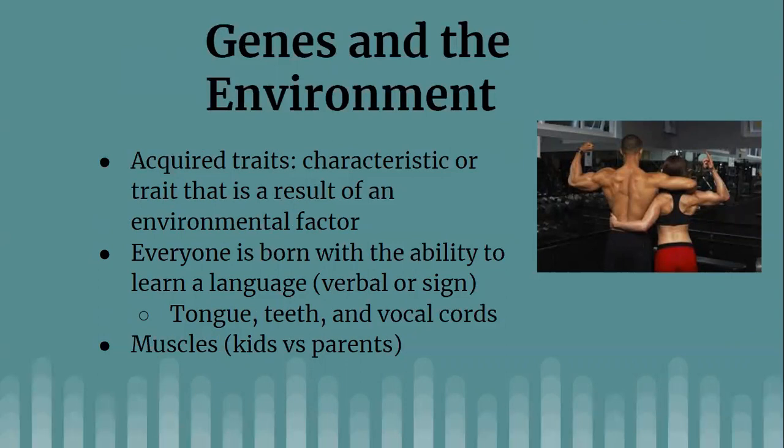For example, humans are born with teeth, vocal cords, and tongues, all of which can enable us to speak. The language you learn to use depends on your environment. You were not born speaking a particular language, but you were born with the capacity to learn languages, whether a spoken language or a sign language. The ability for language is our inherited trait. The language or languages you use, however, are acquired traits.